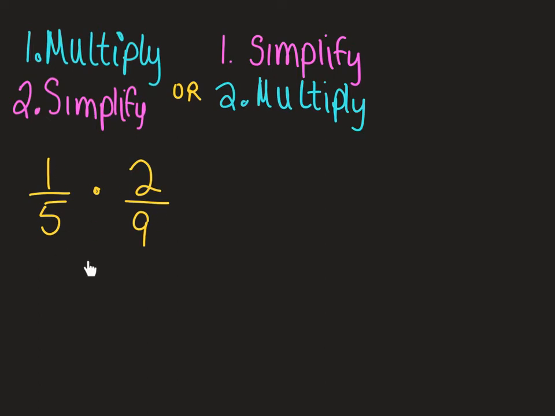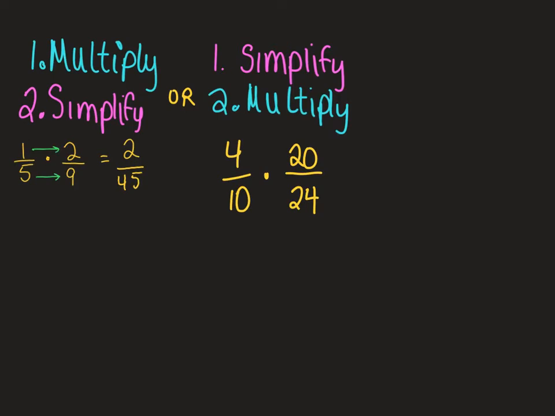So if we look at this question that I've got here, 1/5 times 2/9. Remember, I'm going to use a dot for multiply. So I just multiply my numerators: 1 times 2 is 2. I multiply my denominators: 5 times 9 is 45. Can I simplify? No, I cannot, so I'm done. Easy peasy. You just go straight across, you multiply, and then you ask yourself, can I simplify? I couldn't simplify, so I was finished.